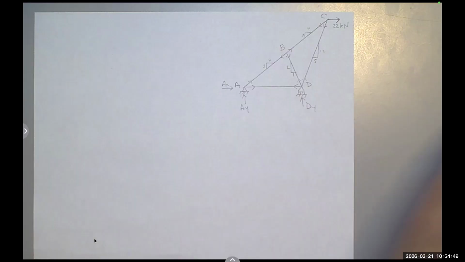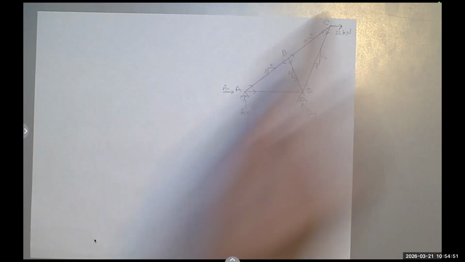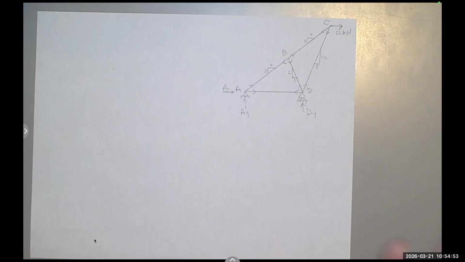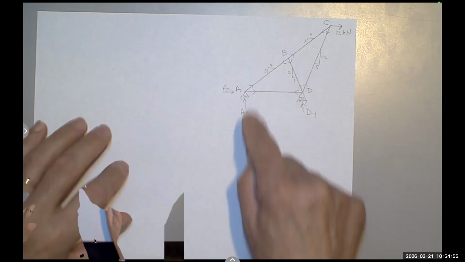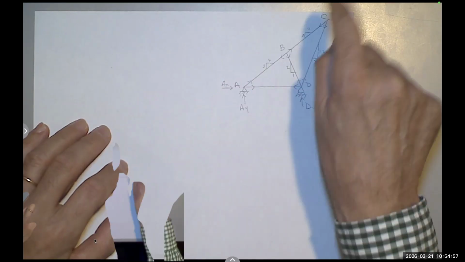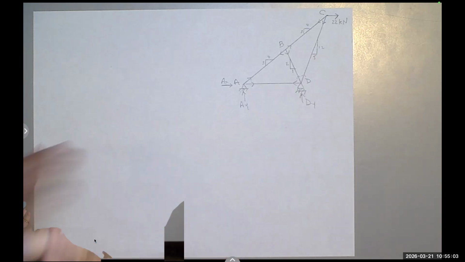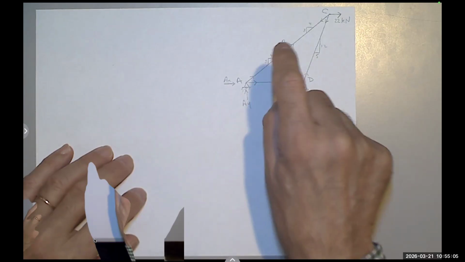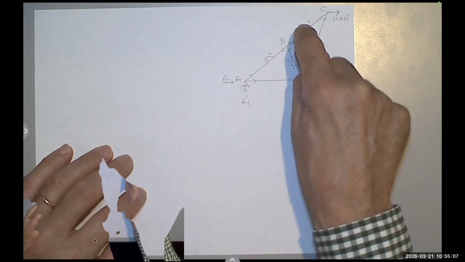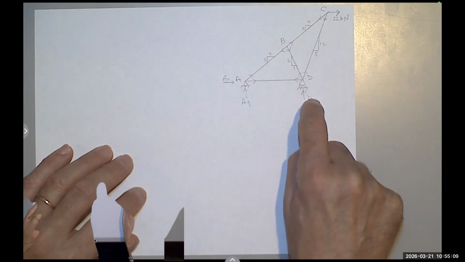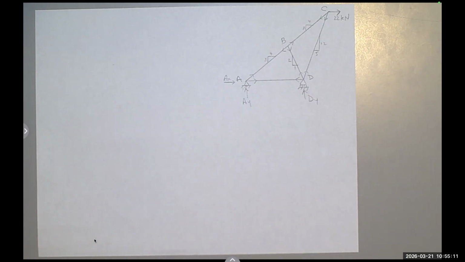Then at each pin, I can write two equations, right? Two equations in two unknowns. So I will have to write 2 at A, 2 at B, 2 at C, 2 at D. And that can solve 8 unknowns. 1 force, 2 forces, 3, 4, 5, 6, 7, 8. And I solve 8 equations in 8 unknowns.